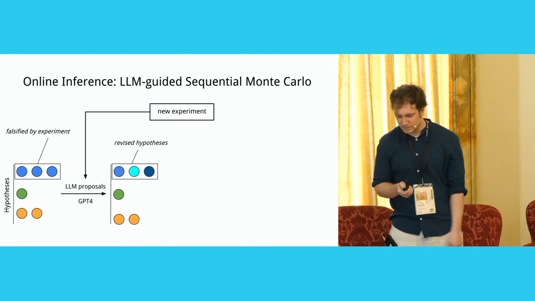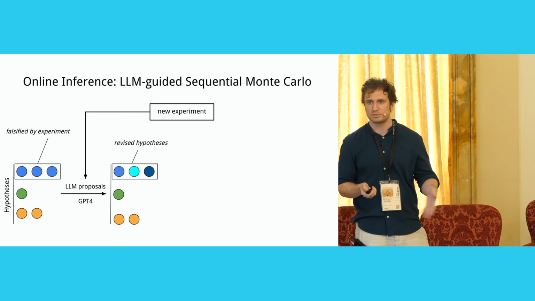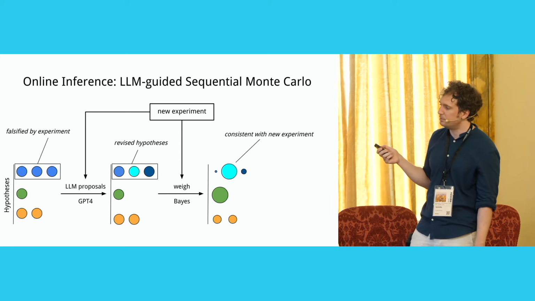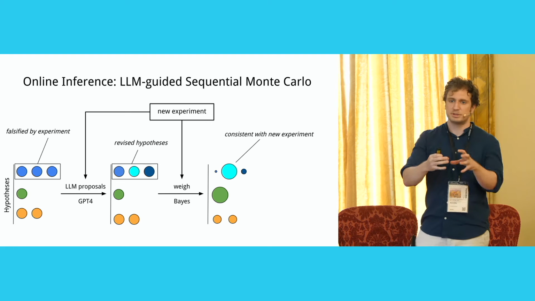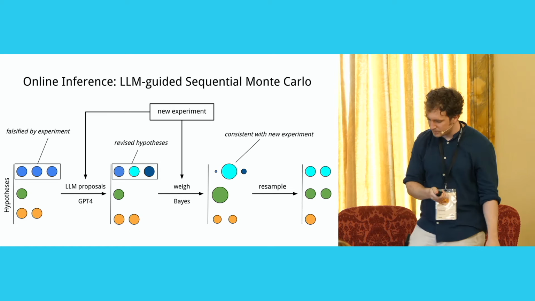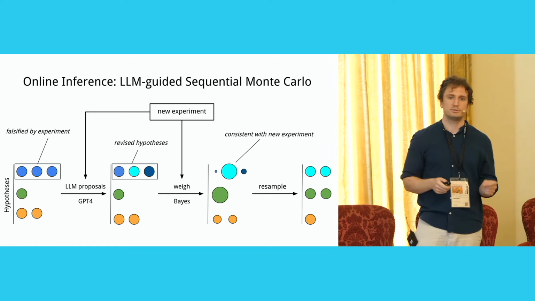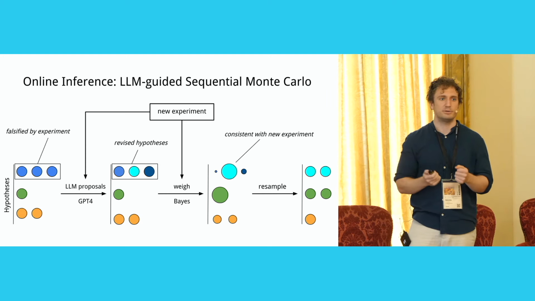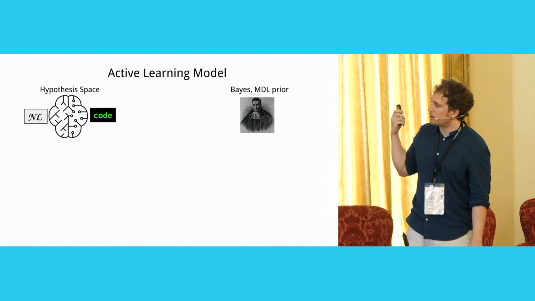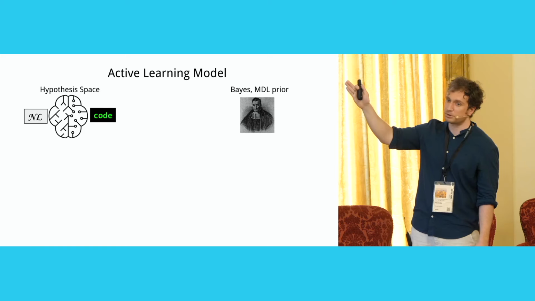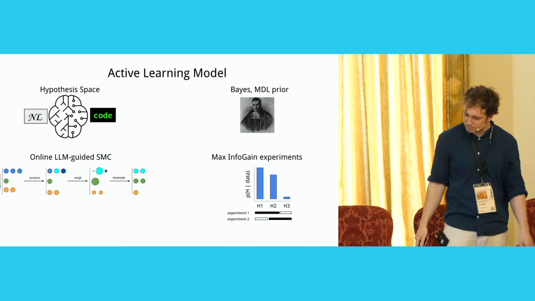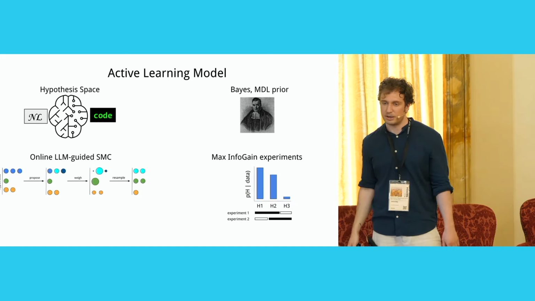So now we need to update our beliefs. And to do that, we generate some stochastic proposals from a large language model by prompting it with the experiment and the hypotheses. And then the Bayesian mechanics comes in. You reweigh some of these, so some become much more likely because they explain the new data. Others become much less likely. And then you resample, which effectively kills the low probability hypotheses and upweighs the ones that are more likely. So our new model is going to have these important ingredients we had earlier, but now we're doing online learning with this LLM-guided sequential Monte Carlo, and we're doing these maximizing info gain experiments.